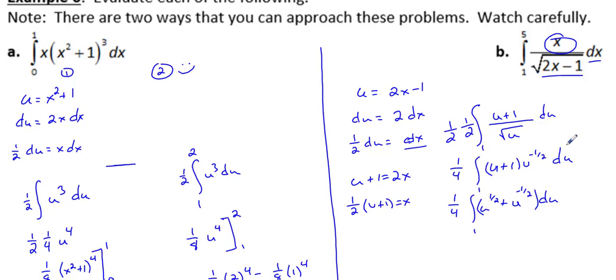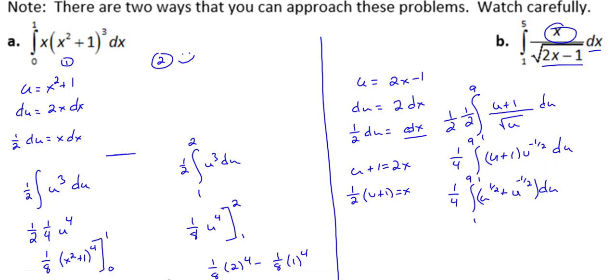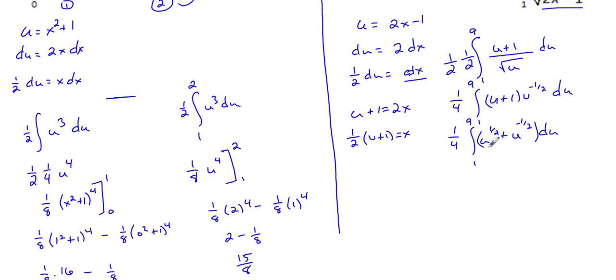Okay. If x is 5, u would be 9. I kind of like that. The reason why is because I know these are like square roots, right? So if we have square numbers, this problem's not too bad. All right, 1/4. Let's actually find the antiderivative now.